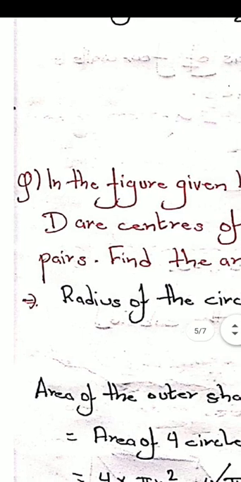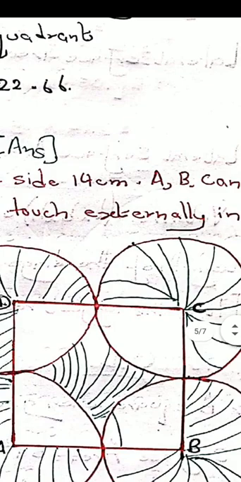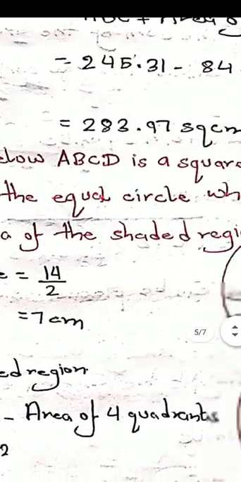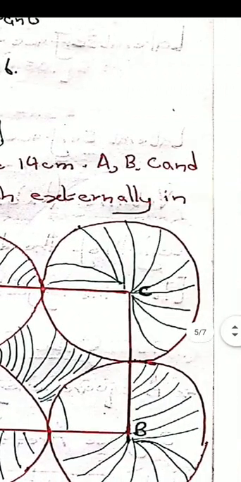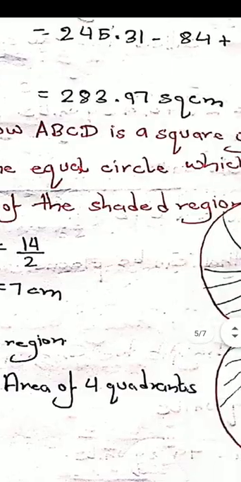Next question says, in the figure given below, ABCD is a square of side 14 centimeter. A, B, C, and D are centers of the equal circles which touch externally in pairs. Find the area of the shaded region.